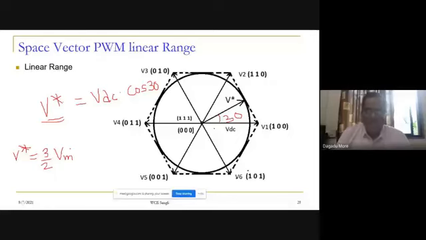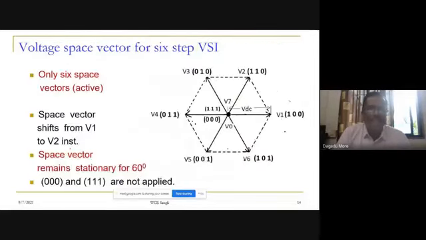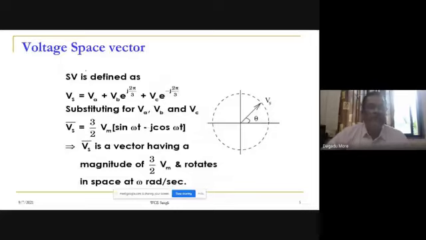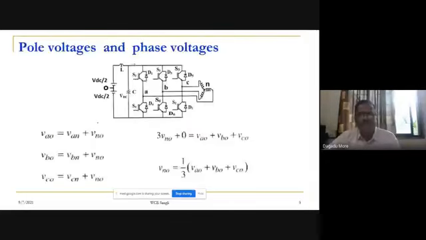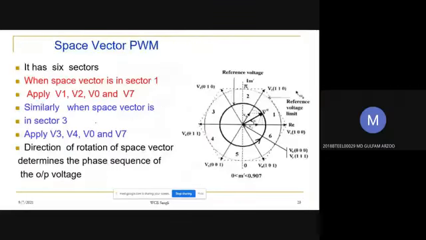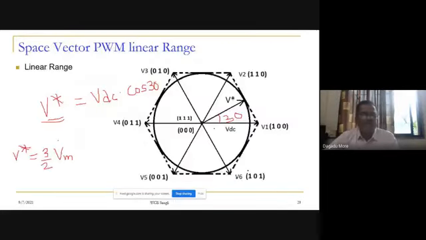If you go to that slide, quickly we can go to that slide. So this is the relationship we have between V star and this. What is that VM here? Is it the peak value of line voltage? VM will be the peak amplitude of the phase voltage, and V star will be the magnitude of the space vector.